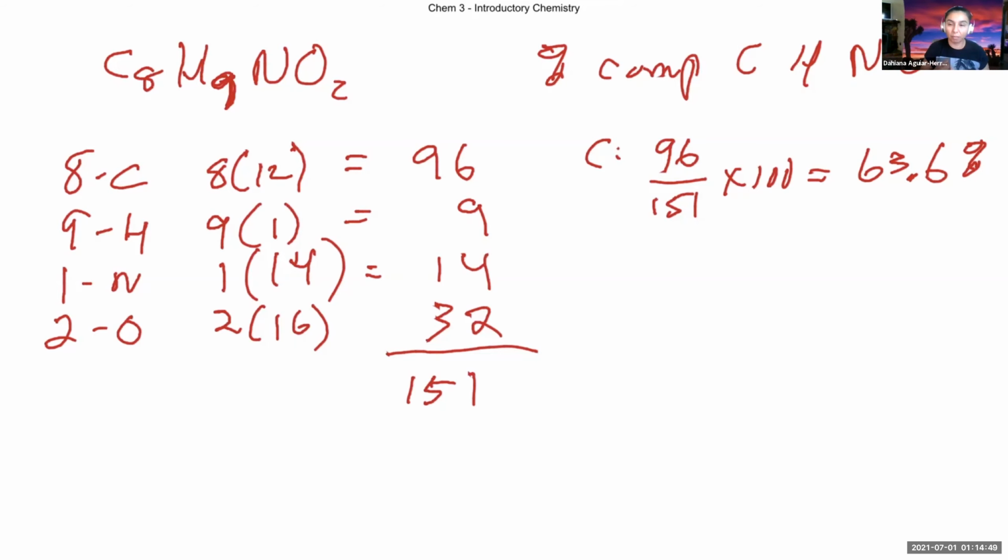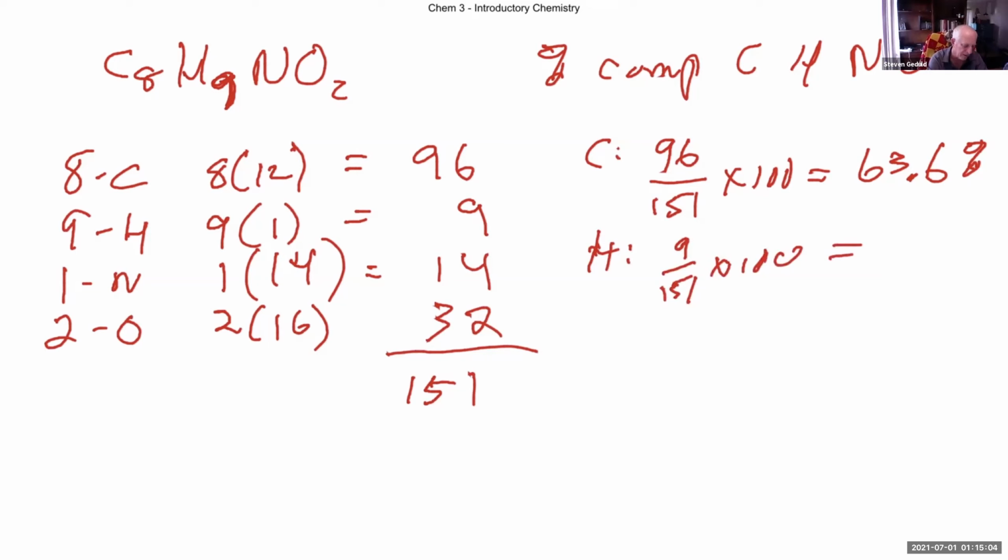Okay. Perfect. And then your hydrogen composition would be hydrogen is 9 out of the 151. Hydrogen is 9 divided by 151 times 100. That comes out to 5.96, so roughly 6.0%.